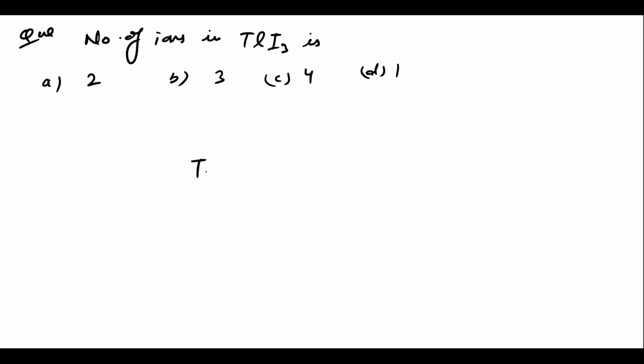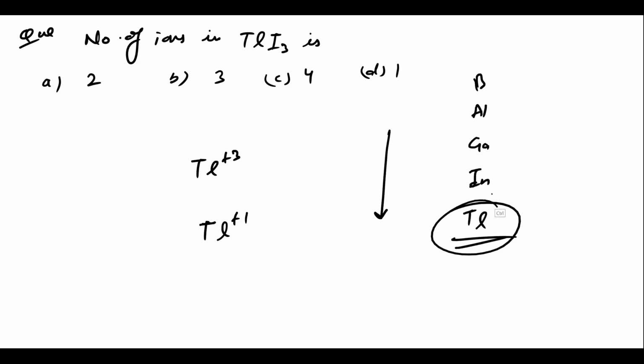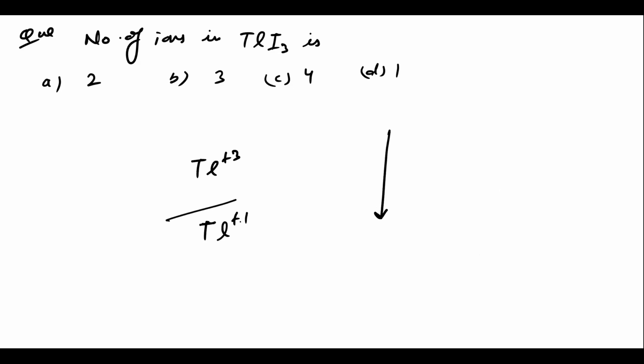Actually, you know that thallium is going to have +3 oxidation state and thallium can have +1 oxidation state. Which one is more stable? Plus 3. No, as we go down the group, the lower oxidation state is more stable. Thallium is at the bottom. Here it is at the bottom. So if it is at the bottom, this one will be more stable. Okay. Plus one oxidation state will be more stable.